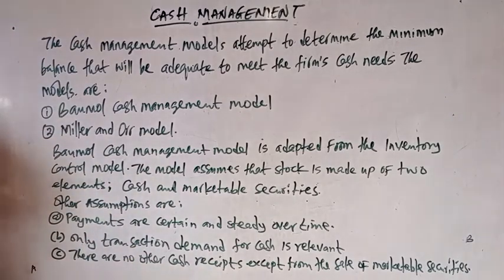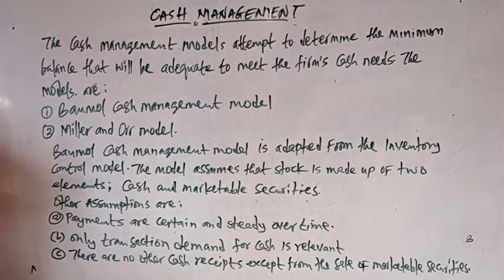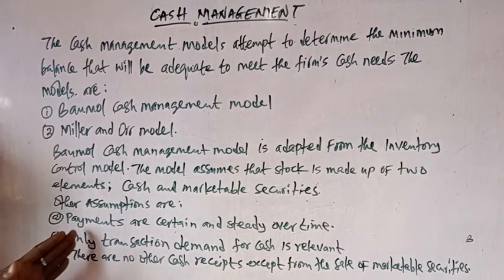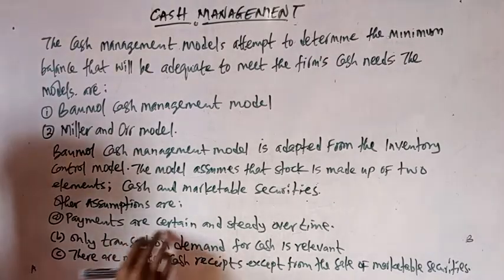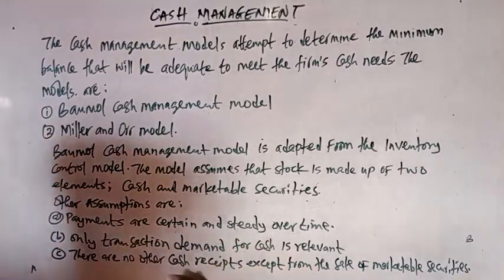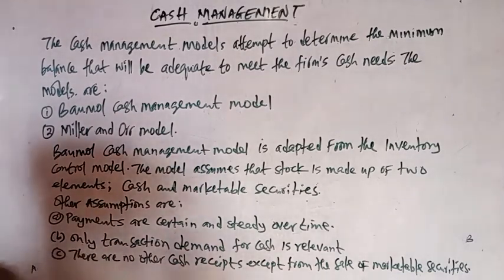So what are the other assumptions? We also have other assumptions under the Baumol cash management model. The other assumption is that payments are certain and steady over time. The payments are certain, that is to say, you know that you're going to make this payment at this particular period of time, and they are steady. That is, you can determine the payment that you're going to make over a period of time. You can say it with certainty.